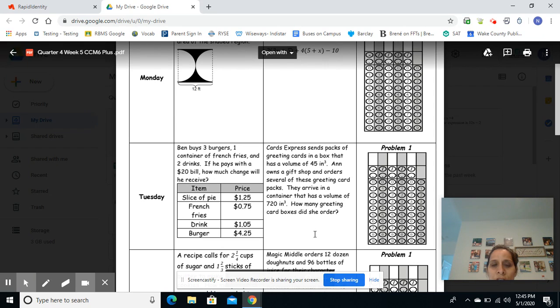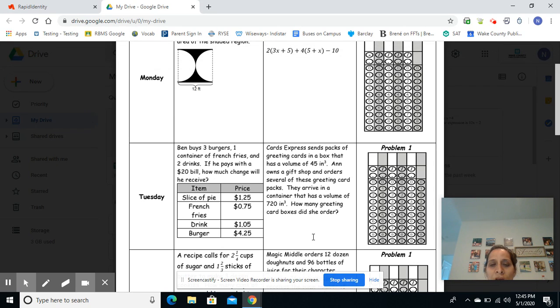Okay. On Tuesday's second problem, Cards Express sends packs of greeting cards in a box that has a volume of 45 inches cubed. That means volume means you're filling that greeting card box up. Anne owns a gift shop and orders several of these greeting card packs. They arrive in a container that has a volume of 720. How many greeting cards did she order?